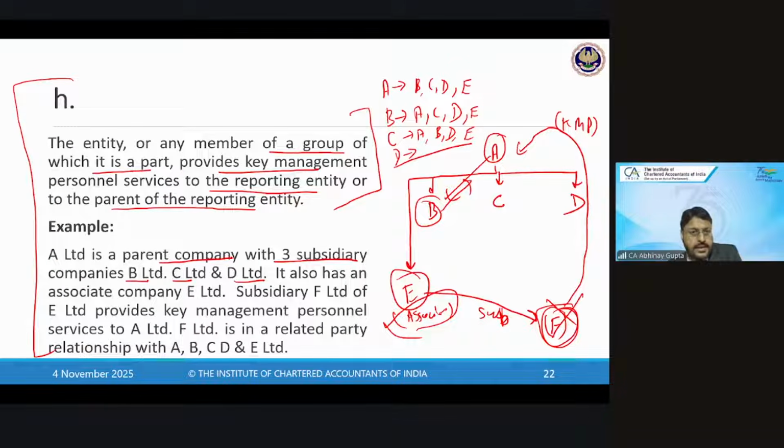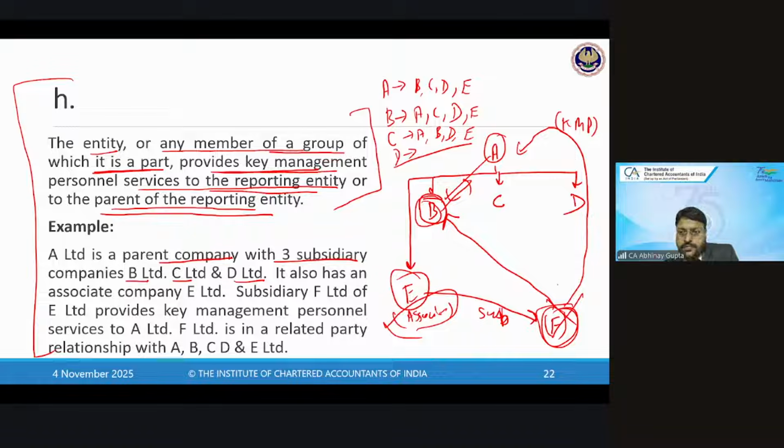Okay, let me read the paragraph. The entity or any member of the group of which it is a part provides KMP services to the reporting entity. Reporting entity means the entity preparing the financial statements, or the parent of the reporting entity. So if B is the reporting entity and KMP services are being provided to B, then B and F are related, yes or no?